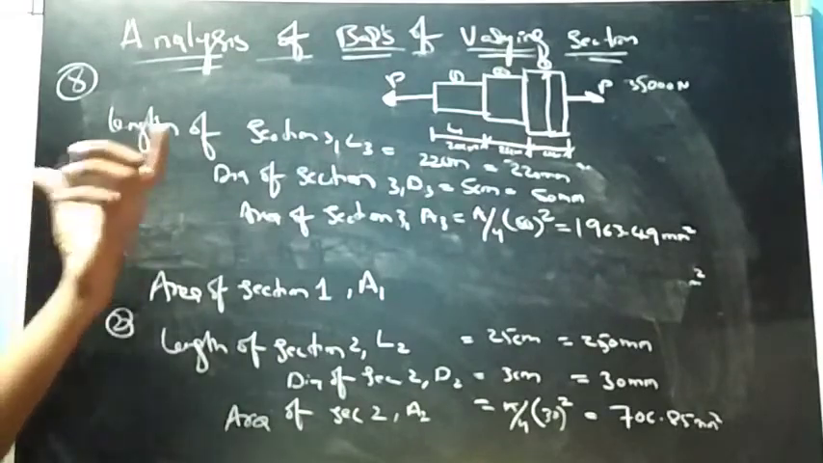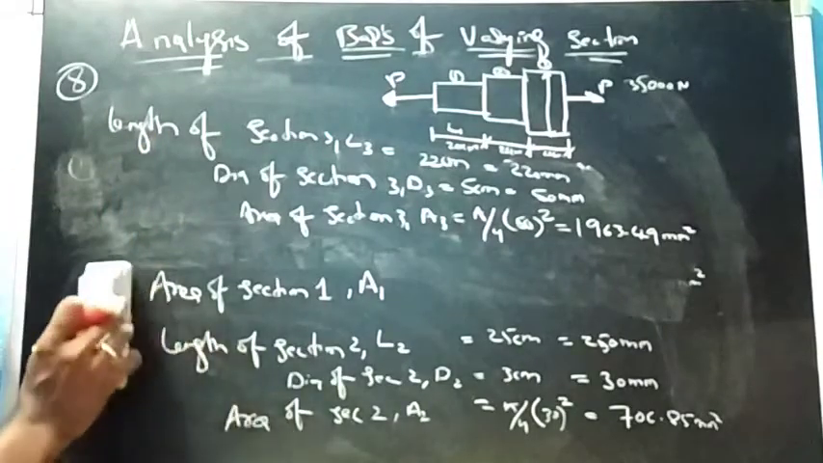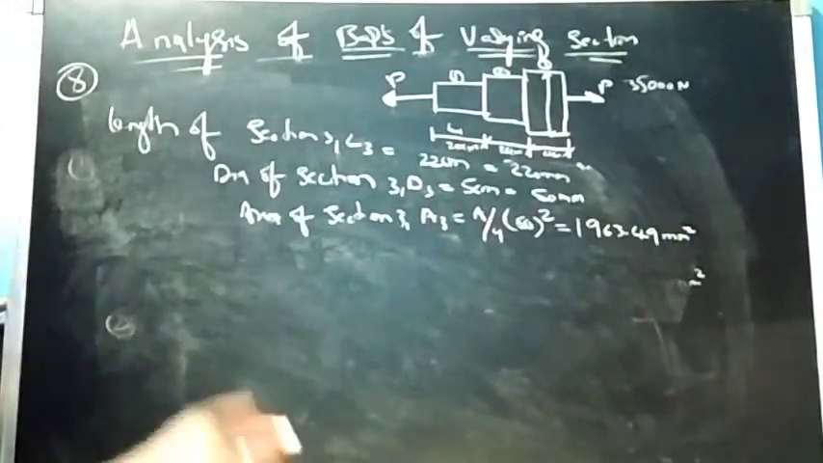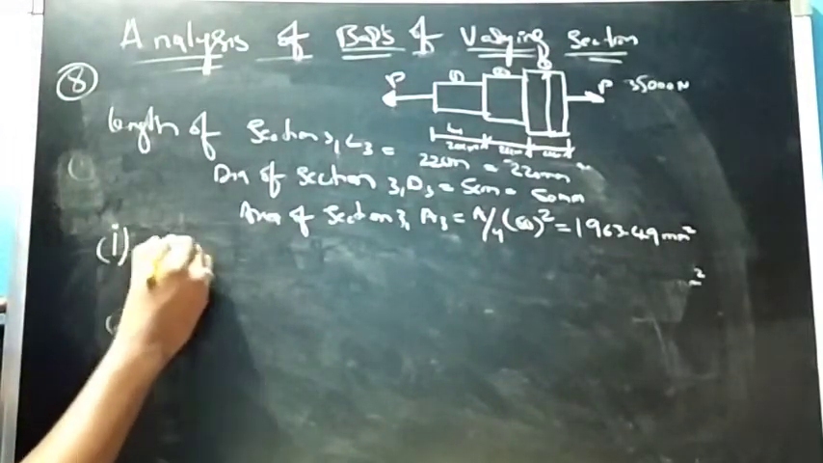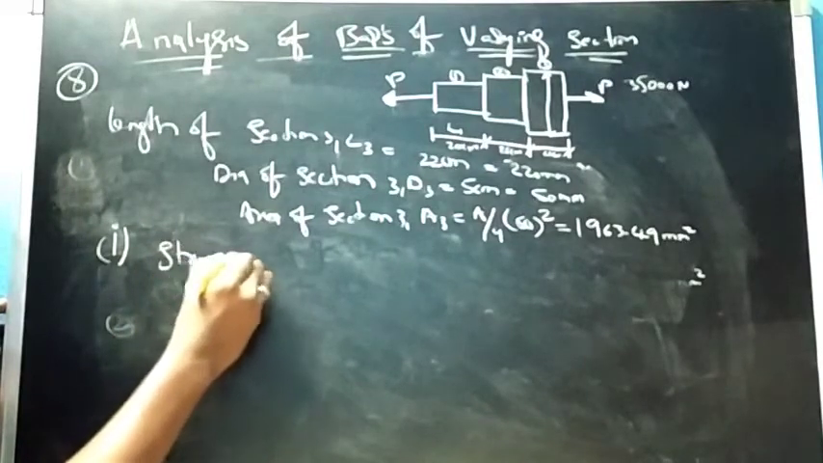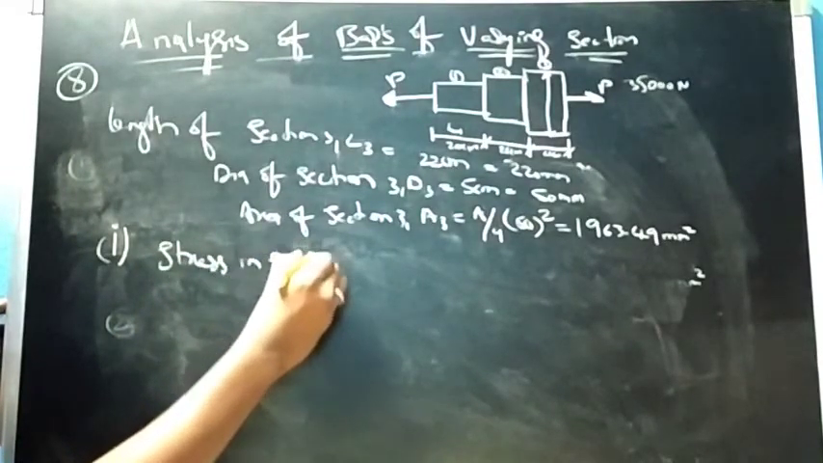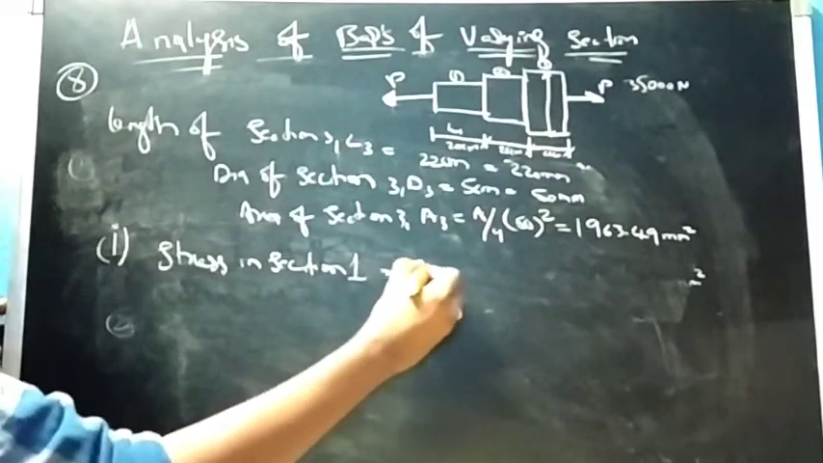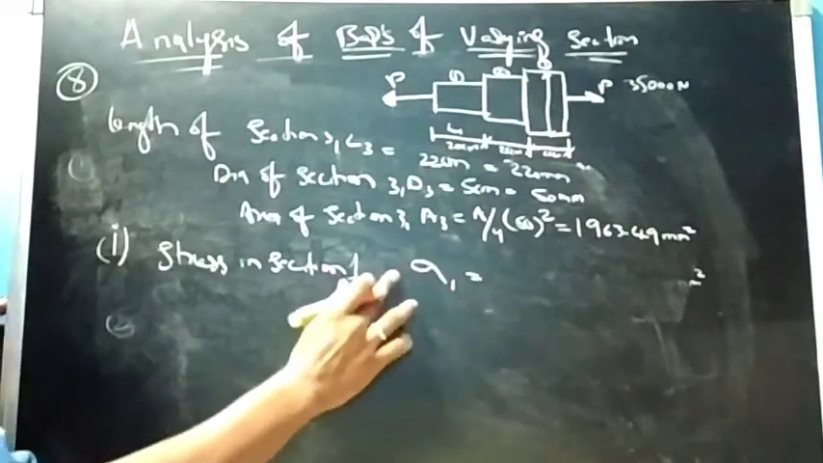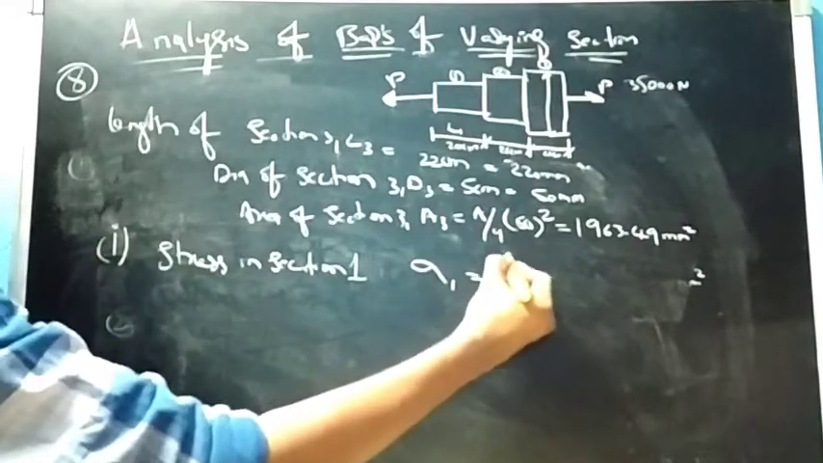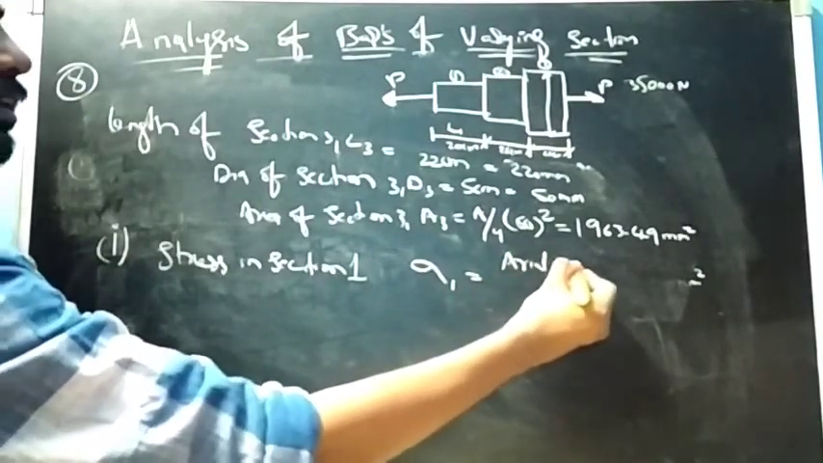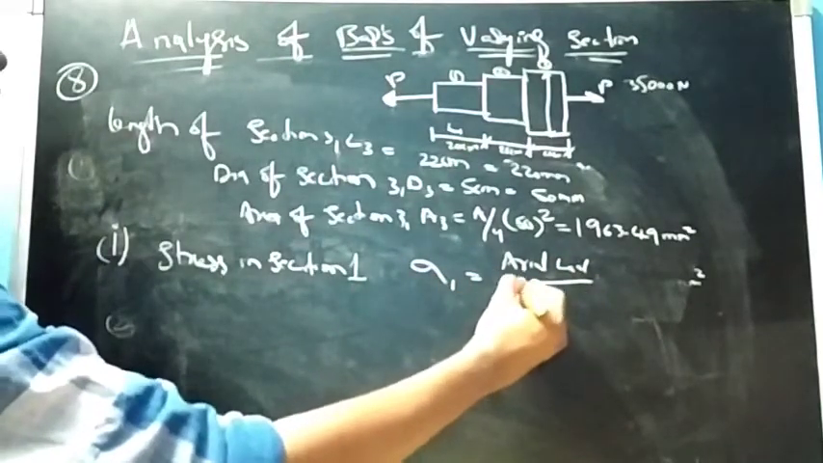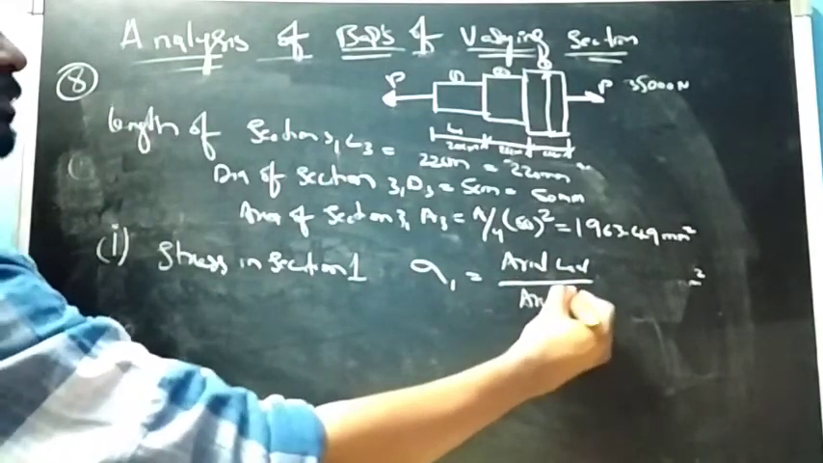So this is for section 3. Now we'll find out stresses in each section. First we'll consider section 1. So let's say stress in section 1, that is sigma 1, equals axial load by cross sectional area, that is load divided by area of section 1.